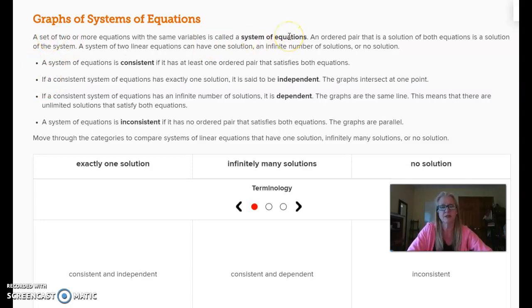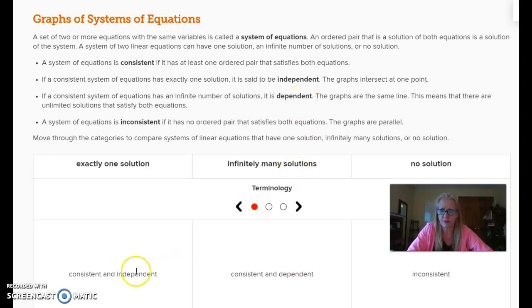This basically gives you the vocabulary that we talked about yesterday. System of equations is two or more equations with the same variables. They're consistent if there is at least one pair that satisfies both. They are inconsistent if there's no pair that satisfies both. Now, of the consistent ones, where they do have a solution in common, they can either have one solution, which makes them independent, or they can be completely dependent and be the exact same line, okay, and have infinite solutions.